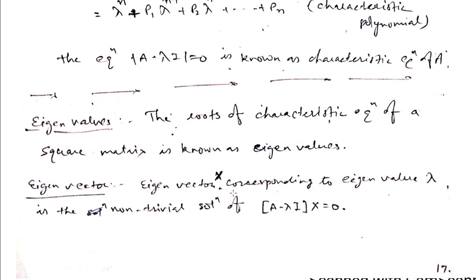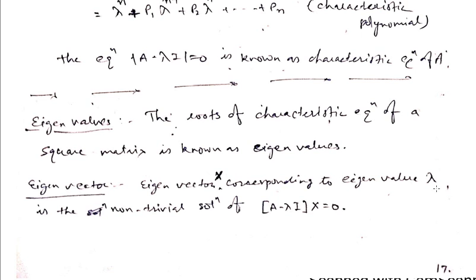And the eigenvector x corresponding to eigenvalue lambda, a root of this equation, is the non-trivial solution of this system of equations where the coefficient matrix is the characteristic matrix, and x is a vector, the non-trivial solution of the system of equations. So the set of all non-trivial solutions are the eigenvectors corresponding to lambda, a particular eigenvalue.